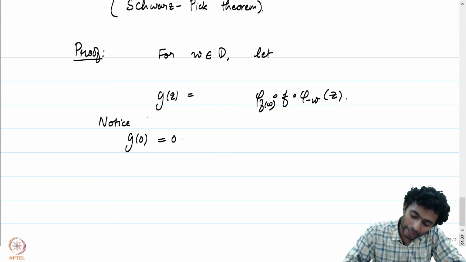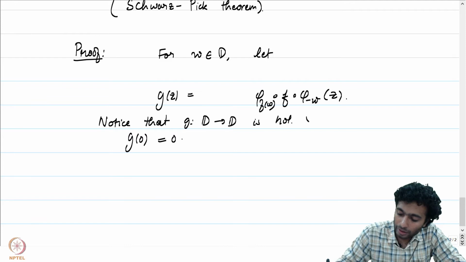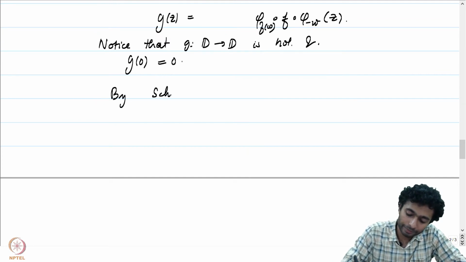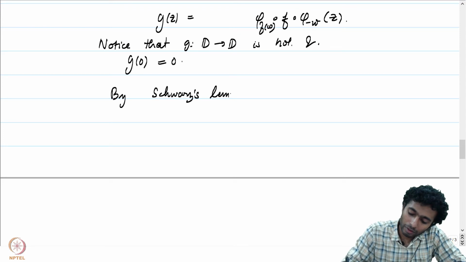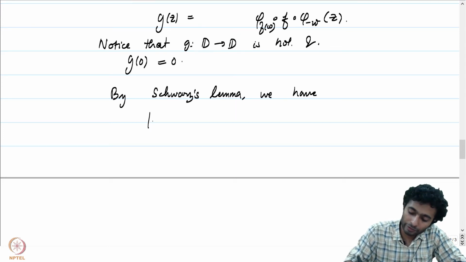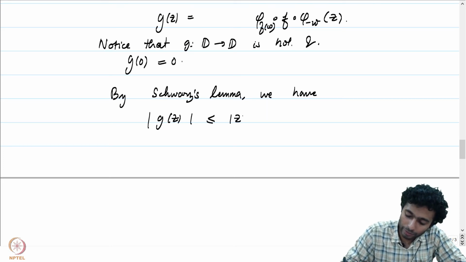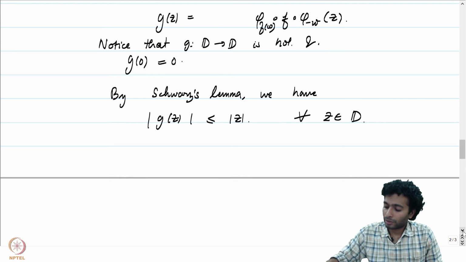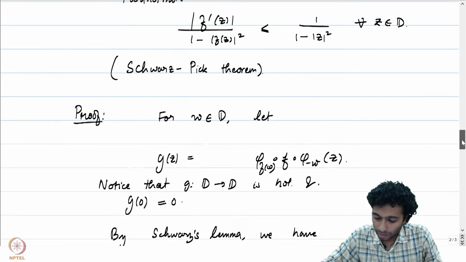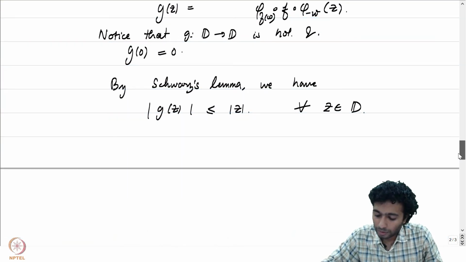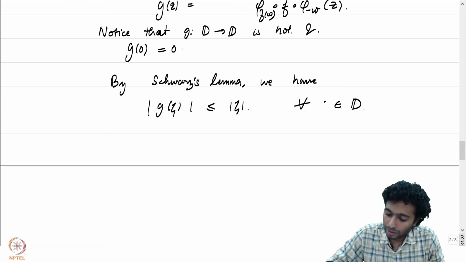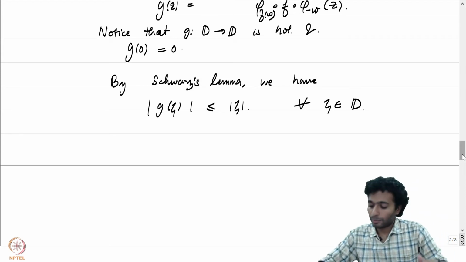Notice that g from D to D is holomorphic and g of 0 is equal to 0. By Schwarz's lemma, what do we have? We have the absolute value of g of z is less than or equal to the absolute value of z for all z in the unit disk. So in particular, I should have maybe used zeros, or maybe we should change this notation to some zeta, because I'm now going to use z and w as fixed above.